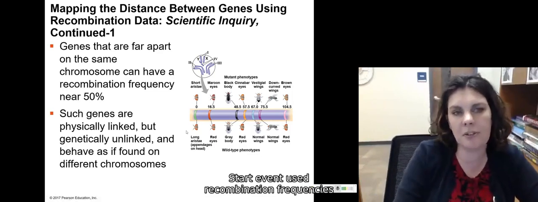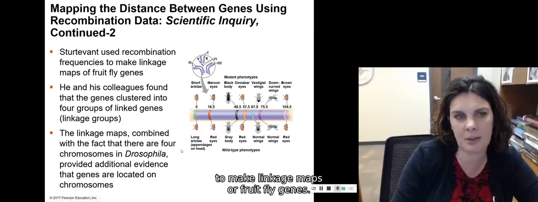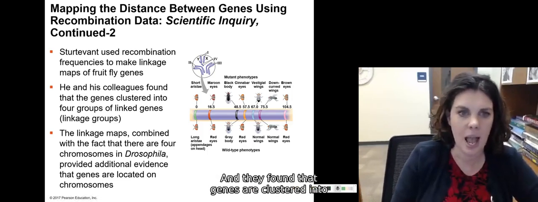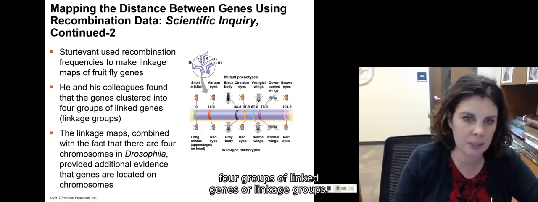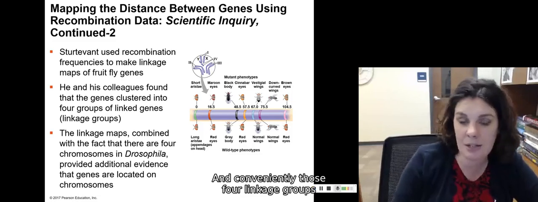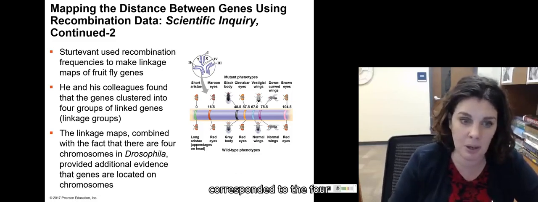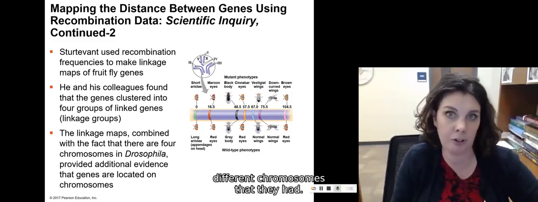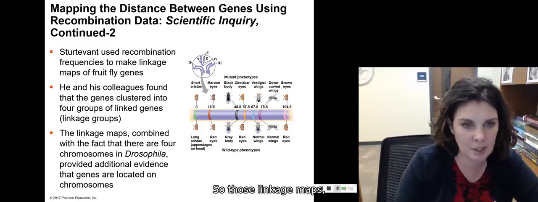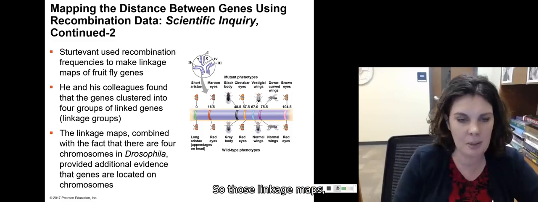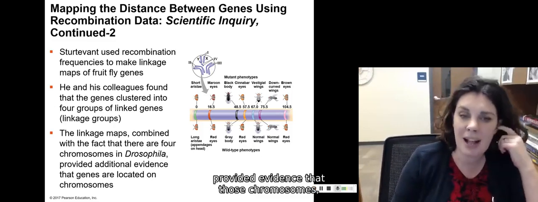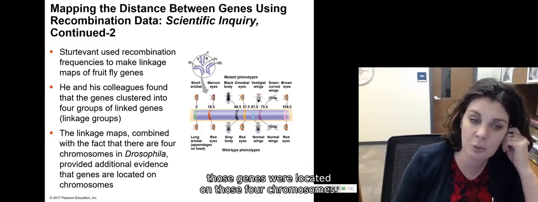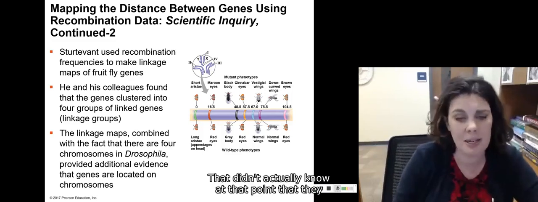So Sturtevant used recombination frequencies to make linkage maps of fruit fly genes, and they found that genes clustered into 4 groups of linked genes, or linkage groups, and conveniently those 4 linkage groups corresponded to the 4 different chromosomes that they had. So those linkage maps, along with having 4 chromosomes, provided evidence that those genes were located on those 4 chromosomes.